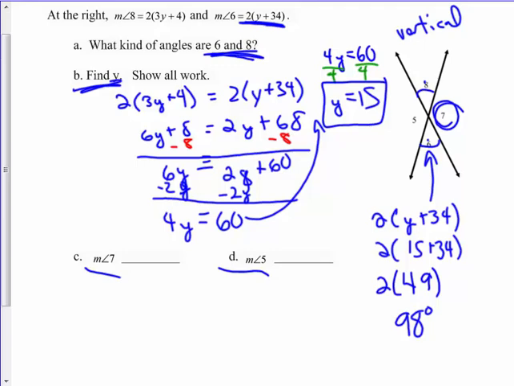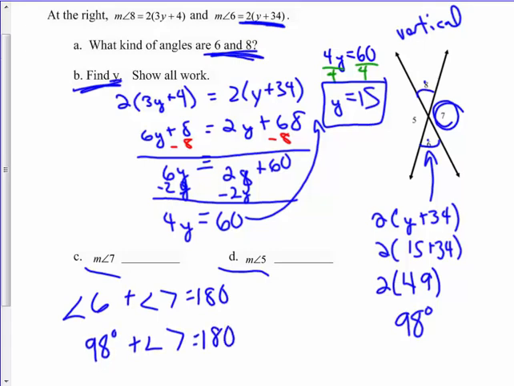Now, what do I know about angle 7 and the other angle that we found, that 98 degrees? I know that they add to 180 degrees. They are a linear pair. They create a line. So angle 6 plus angle 7 is 180. We know that angle 6 is 98 degrees. So when I take 180 minus 98 degrees, I'm going to find my angle 7. So angle 7 is 82 degrees there.